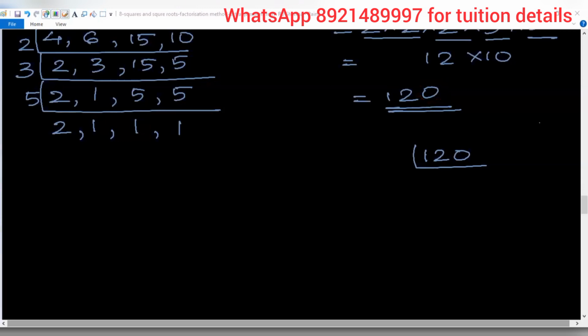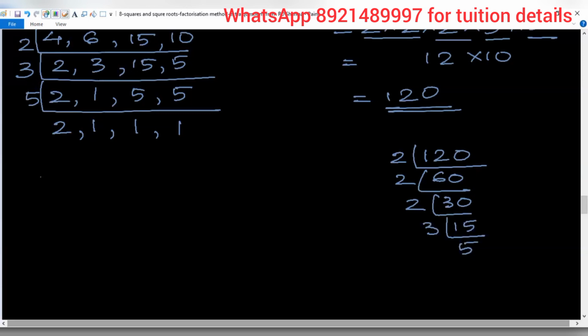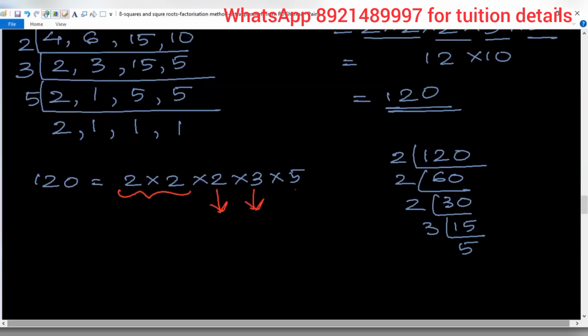Anyways, we have to factorize 120. Divisible by 2, so we will get 60, then 2, 30, then 2, 15, then 3, then 5. Right? So we can write 120 is the same as 2 into 2, 2 into 3, into 5. See how many pairs are there in the factors of 120. 2 is having a pair, but these 2 do not have a pair. 3, 5. These 3 digits don't have a pair.